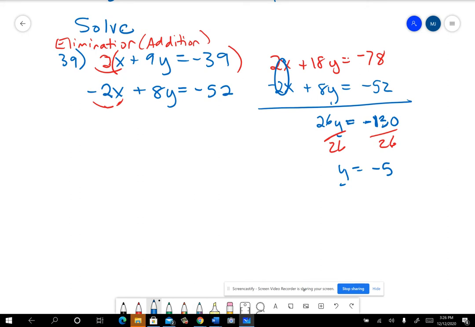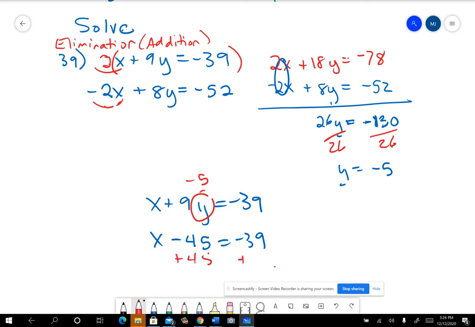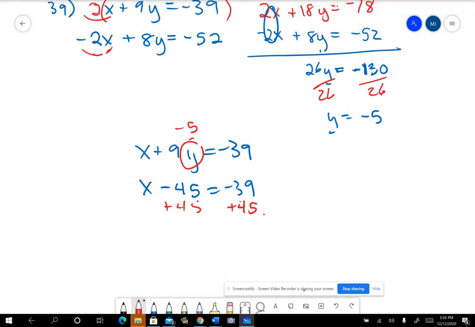You could just do it again using an 8 on top and a negative 9 on the bottom. The typical approach is to pick one of the equations. So maybe I'll pick that top one. And I know that y is negative 5, so I'll plug that in. And then that would give me 45 minus 45 there. Then I would add 45 to both sides. And I would wind up with x equaling 6, okay? And then the 6 is the x, and the y being negative 5 means I'd put a negative 5 there.